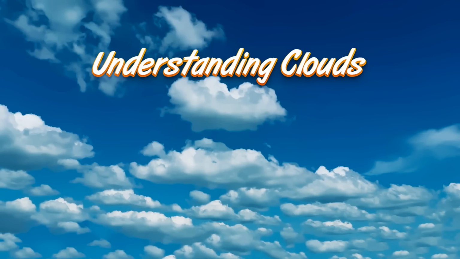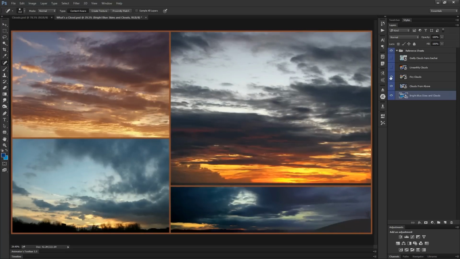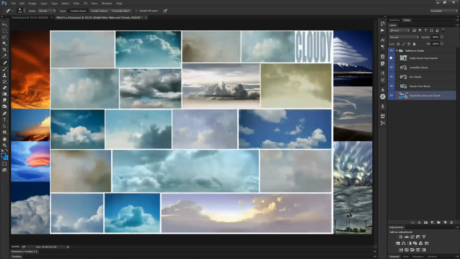Today's topic is a big one. Clouds are a tough subject matter. Although we see them every day, we rarely take the time to observe them. They can take all sorts of shapes and colors. Not only that, but they can be lit from many angles. Talking about clouds implies talking about skies, making it even a little more complicated.